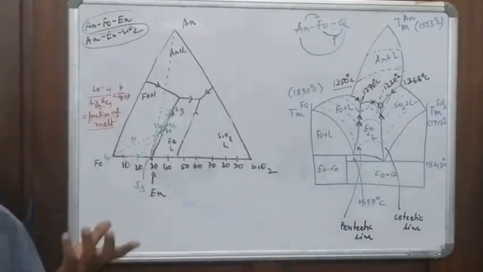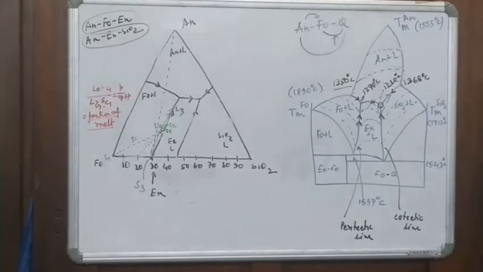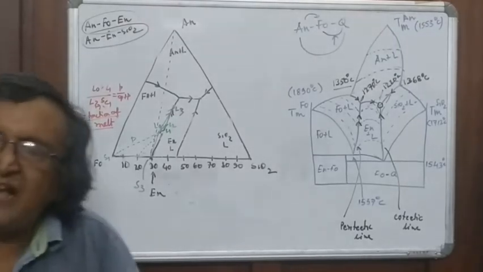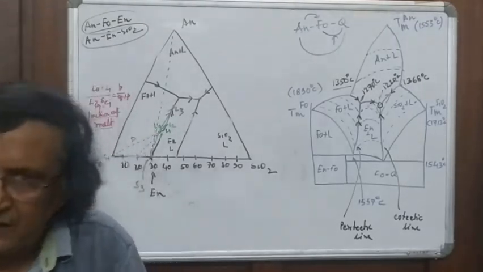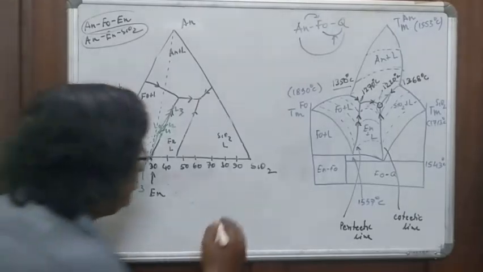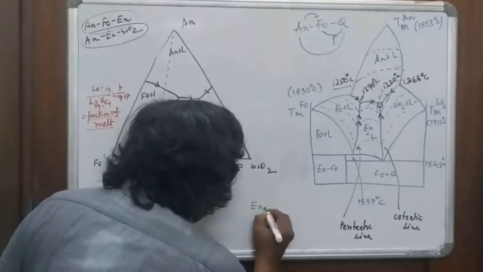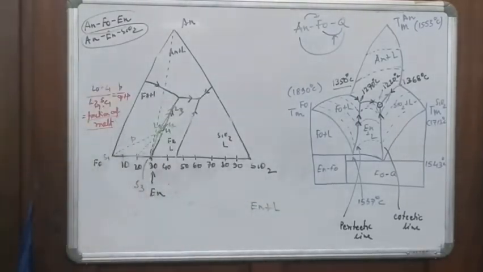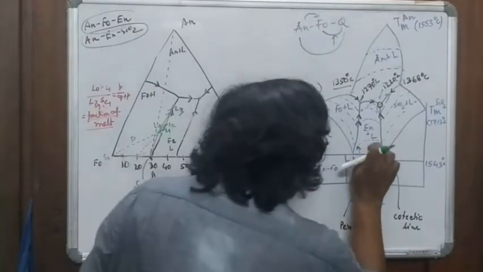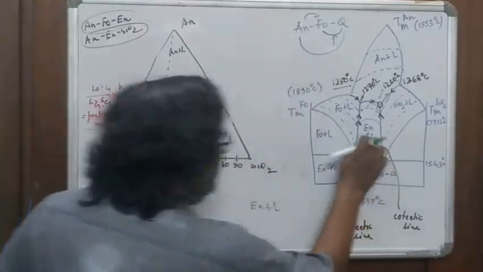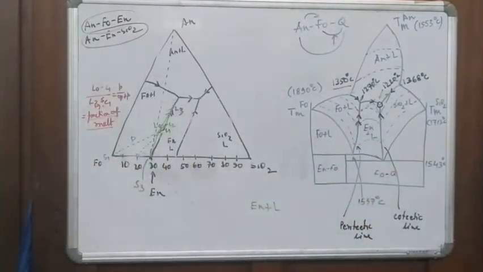There is no forsterite. So the liquid has to go into a field. So the system has to go into a field where you have enstatite plus liquid. Enstatite plus liquid. That is what it will do. Where is enstatite plus liquid? This is the only field where there is enstatite plus liquid.